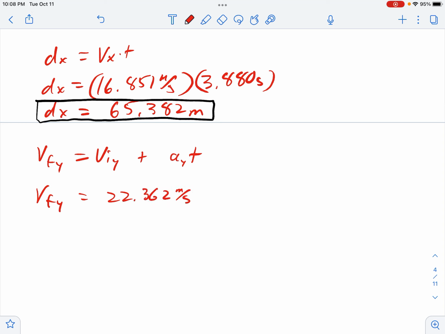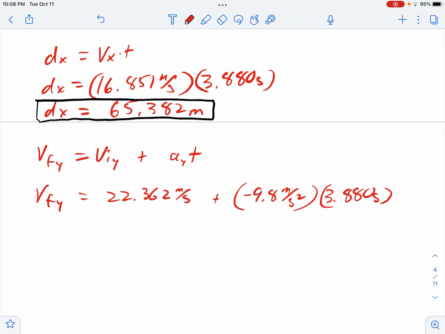22.362 meters per second. There's my initial vertical velocity. My acceleration up and down, well, down I should say, is just gravity, times this time that we calculated before, 3.880 seconds. Then if I throw that in the calculator, I'm going to get a value of negative 15.662 meters per second.